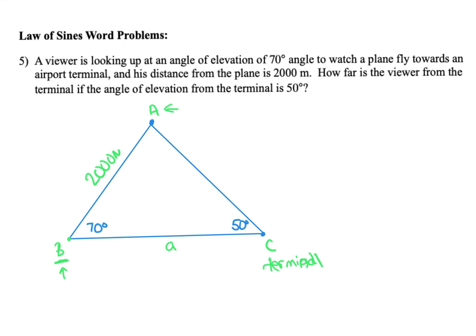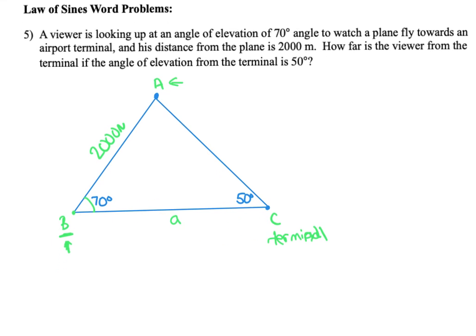So we have a person that is looking up at the airplane, 70 degrees for them to look at it. The distance from that person to the airplane is 2,000 meters. To see it from the terminal is 50 degrees. They want to know how far these people are apart. So I have my 50 degrees and the side opposite, but I need the angle at the top since I am solving for this side. How do I find the angle at the top? That's the first thing I have to do. What do I need to do to find this angle? Because that's the angle I need.